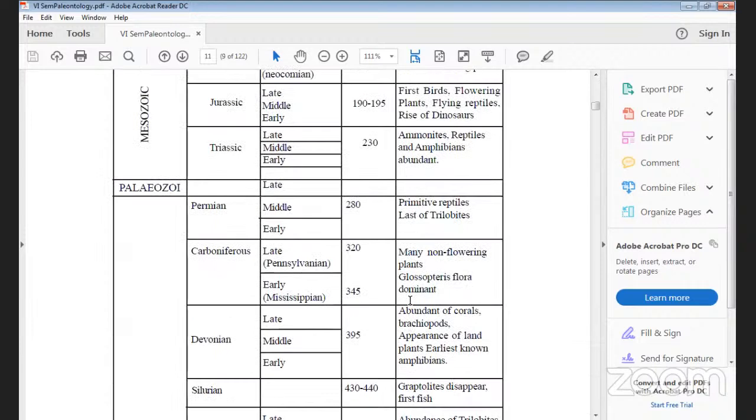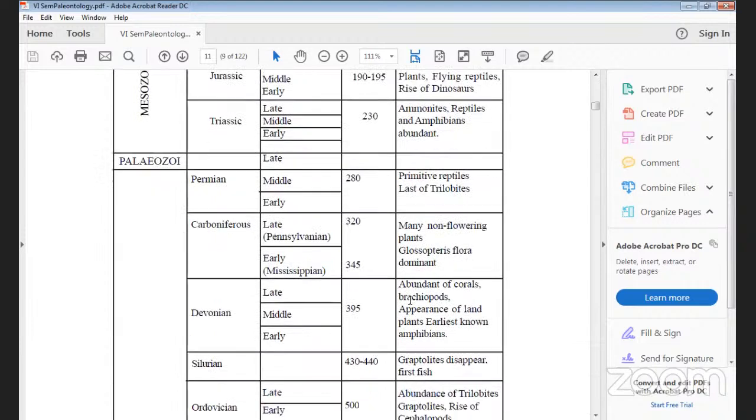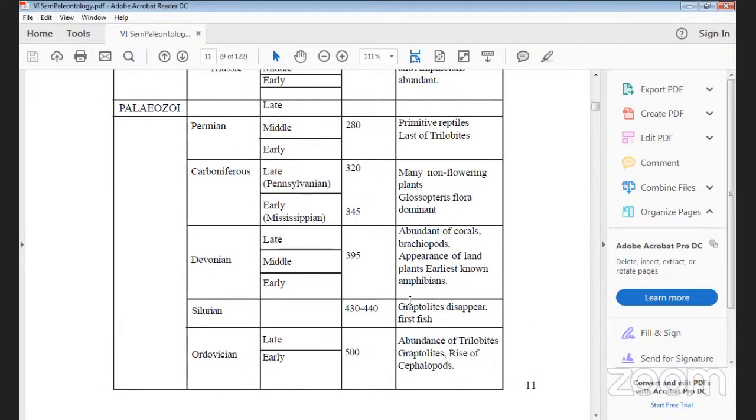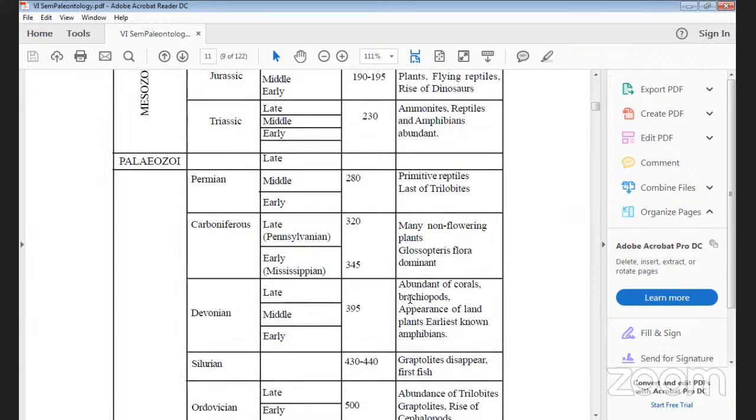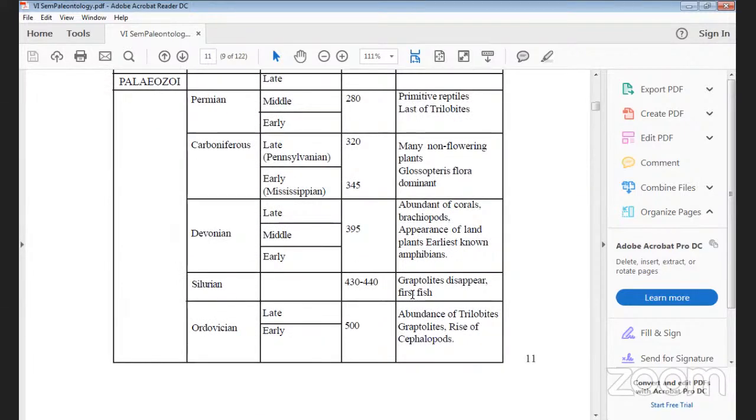Slowly, if you come down to the Paleozoic era, the periods are divided into five. The first one is Ordovician. Ordovician has two ages: one is early, and the second one is late.